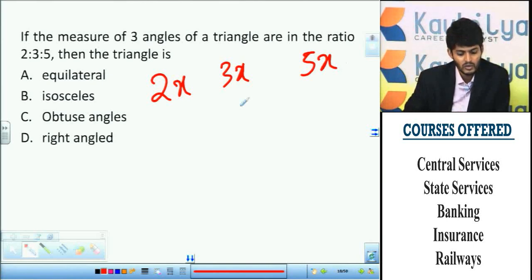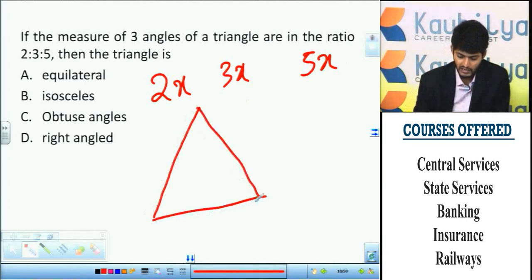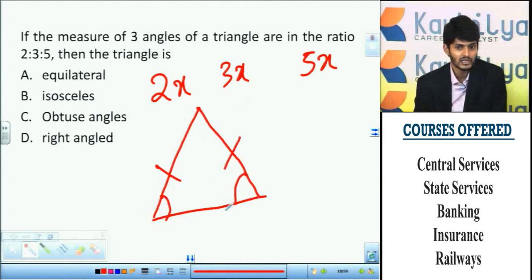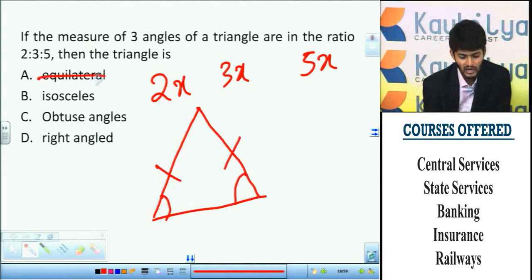And similarly, when you have seen an isosceles triangle, two sides are equal, right? Suppose I draw a triangle like this, and this side is equal to this side, then you can clearly say this angle and this angle will be equal. So since the ratio says they are 2:3:5, you can clearly tell it is not equilateral and it is not isosceles also, right? And let us say you want to find out whether it is an obtuse angle triangle or a right angle triangle in this case.